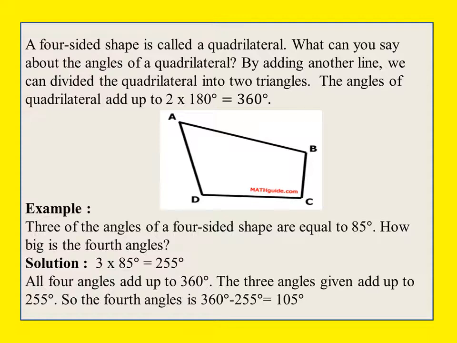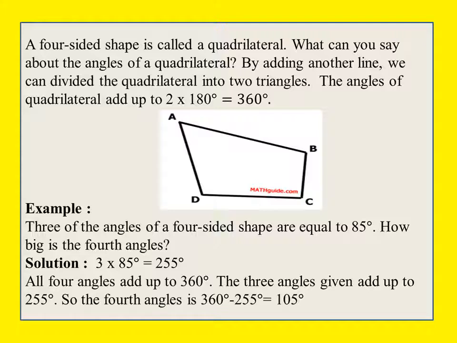In this slide, a four-sided shape is called a quadrilateral. What can you say about the angles of a quadrilateral? By adding another line along the diagonal, we can divide the quadrilateral into two triangles. The interior angles of a quadrilateral add up to 2 times 180 degrees equals 360 degrees.